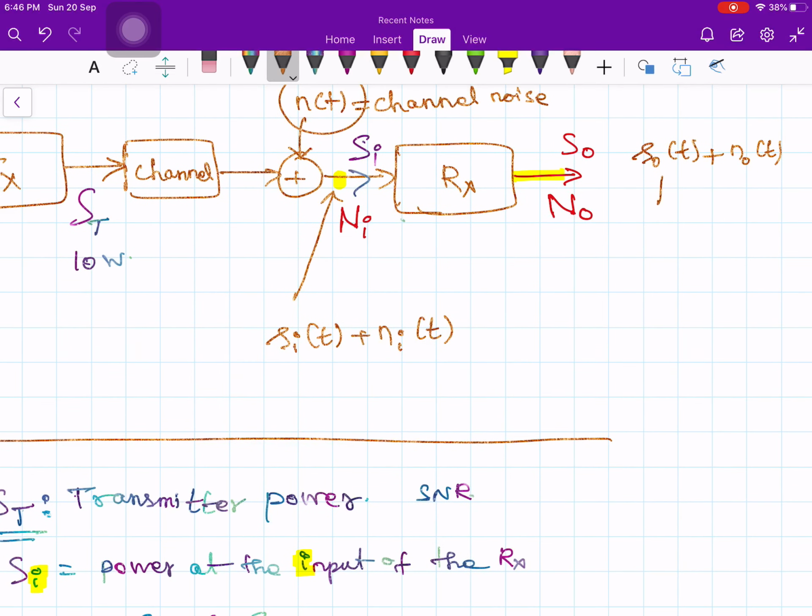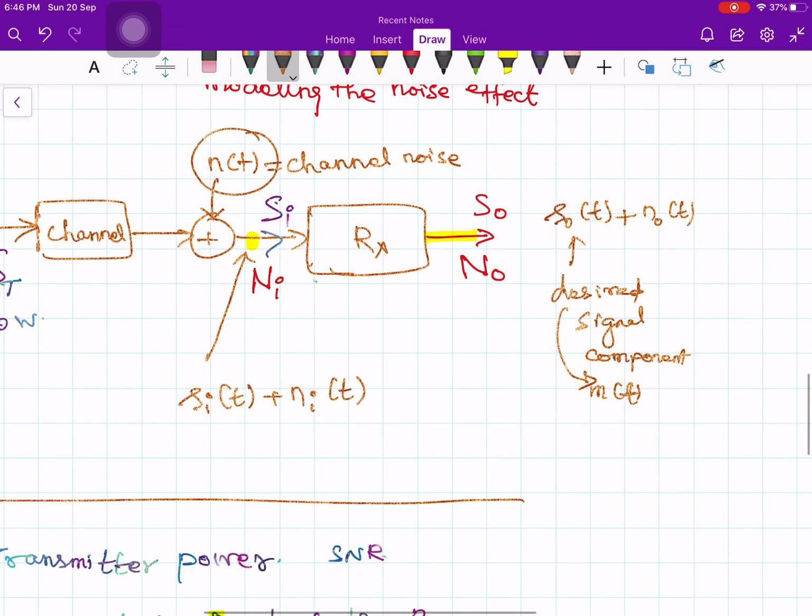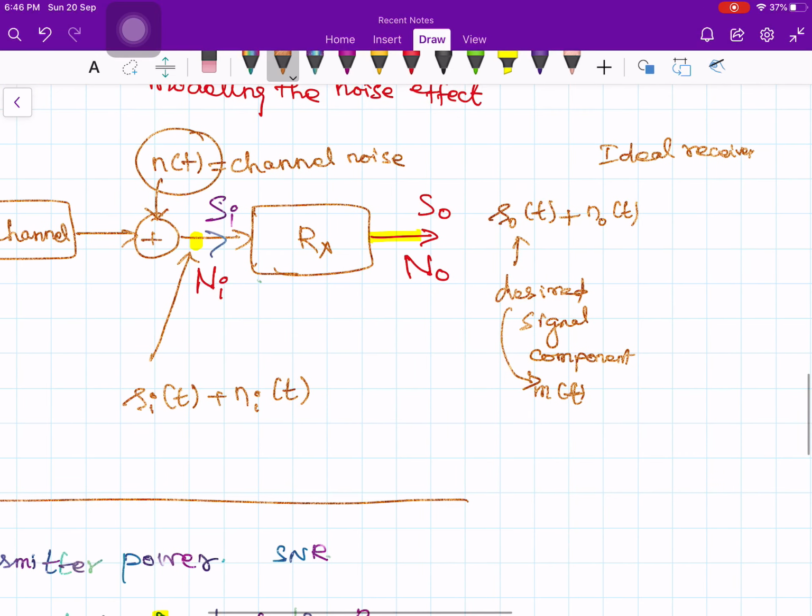What is S0 of t? The desired signal component. What is the desired signal component for my FM system? For both AM and FM, the desired component is the message signal m of t. Therefore, the output of my receiver is m of t. If the receiver was perfect, the noise would be completely eliminated. Suppose you have a very good, ideal receiver, then this noise component should be 0. But you can never design such a perfect receiver.